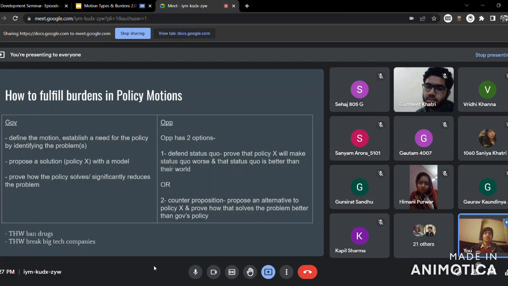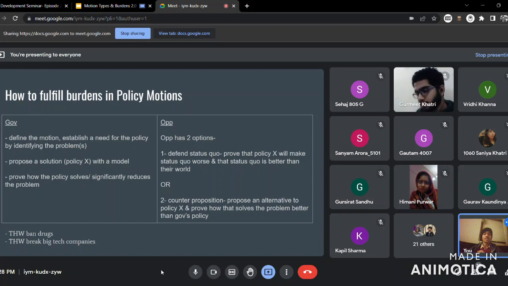So if ever you see a motion of the form "this house would," followed by a particular policy, this rough framework is what should come to your mind: I need to think about what problem this policy is trying to solve, and come up with reasons as to how this policy is able to solve or to some extent mitigate those problems. You need to identify those problems, explain them, and analyze in the debate how those problems are better solved on your side. On opposition, they have two options.